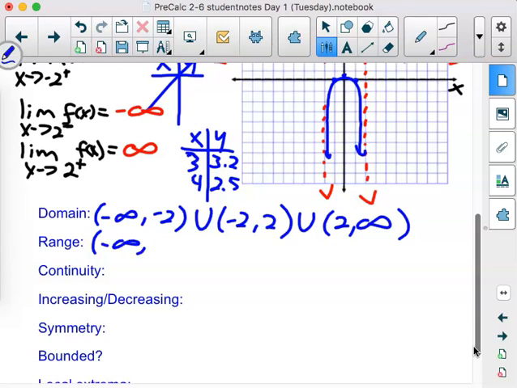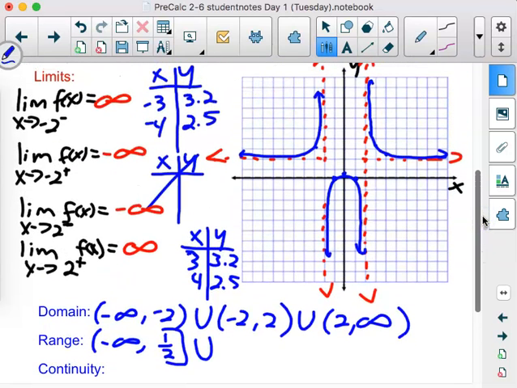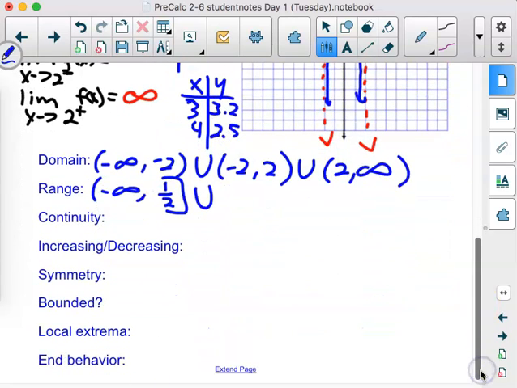So negative infinity, because our arrows show we're going down forever, but we do know it's going to stop at 1/2, and that is the highest point, so that's going to need some square brackets on it. Union with, okay, well, there's a jump here. So there's no y values until I get, oh, that's right, it's going to approach my horizontal asymptote, but it's never going to touch it. So my next cutoff is 2.